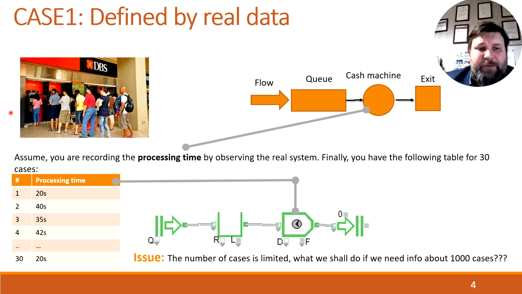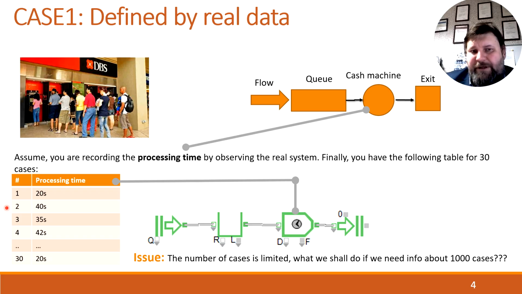Inside your head probably right now you are having the following picture. We are not discussing how it happened, but we have collected a small data set, which consists of 30 cases, so 30 items. And as you see, we have collected the information about the processing time, meaning that for the first person which we observed, the processing time was 20 seconds. For the second person, it was 40 seconds, and so on and so on.